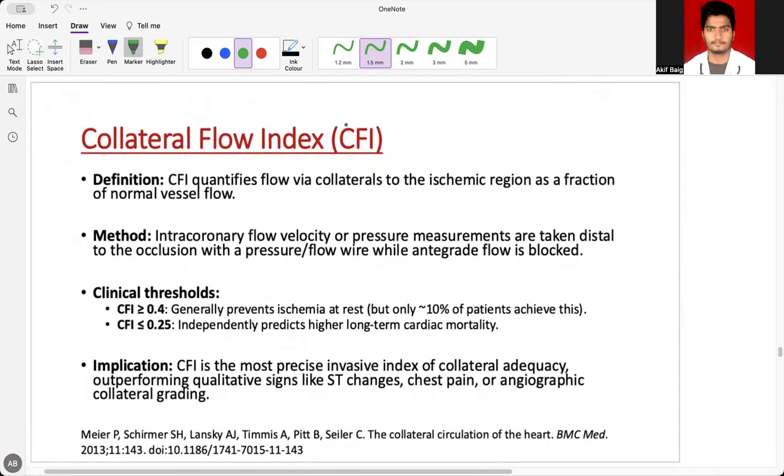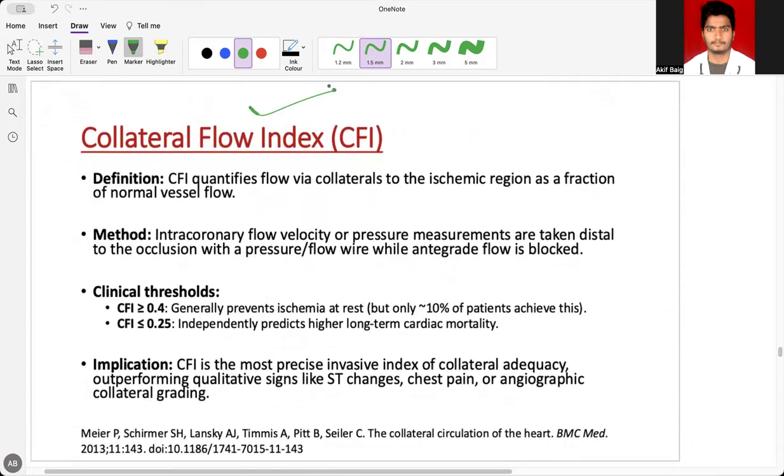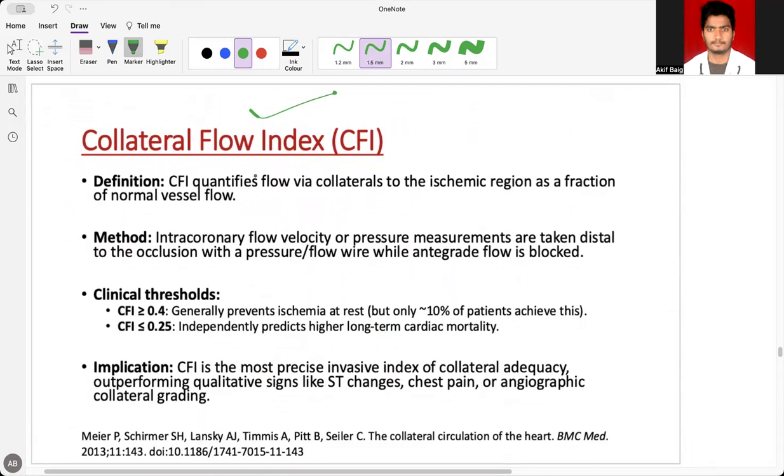So there are two indices which are talked about. One is called the collateral flow index. It quantifies flow via collaterals to the ischemic region as a fraction of normal vessel flow. So it compares the flow into the collaterals to the normal flow, and it grades like that. The CFI is measured using intracoronary flow velocity or pressure measurements taken distal to the occlusion with a pressure flow wire, while antegrade flow is blocked.